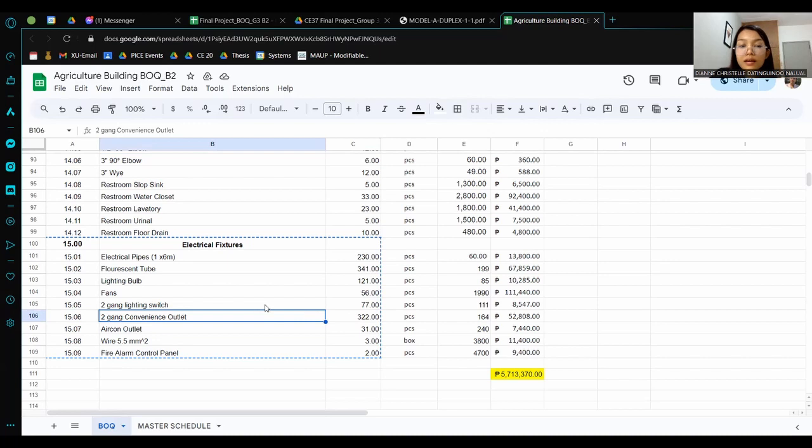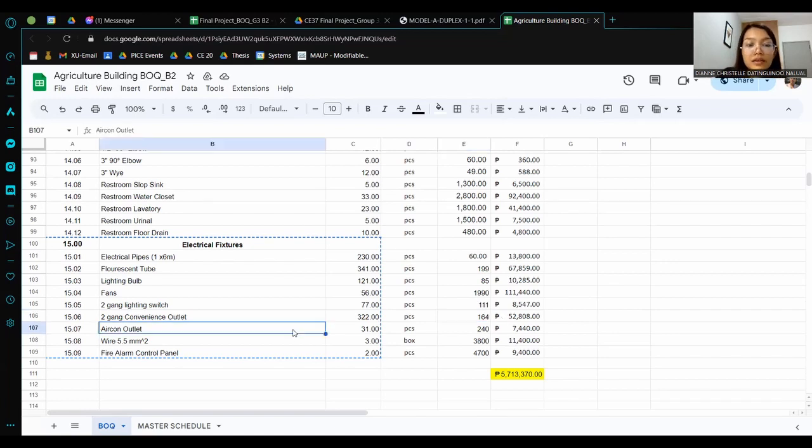As you can see in the convenience outlet layout, we have spread and placed different convenience outlets in every room. So there are a total of 322 pieces in the building, which cost 164 pesos each, totaling the amount of 52,808 pesos.